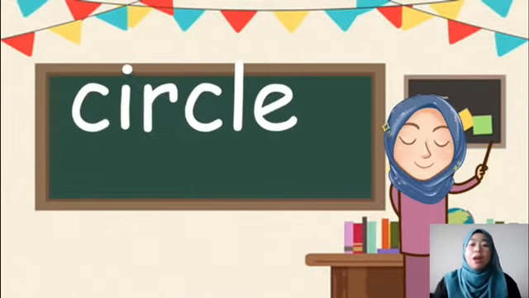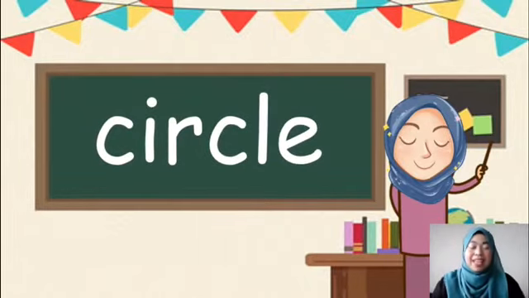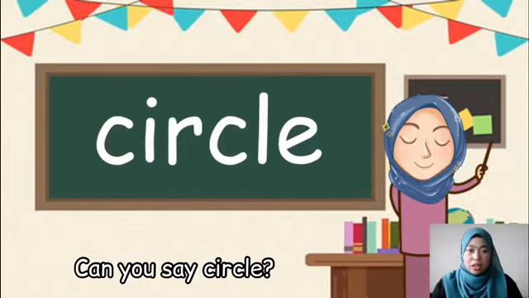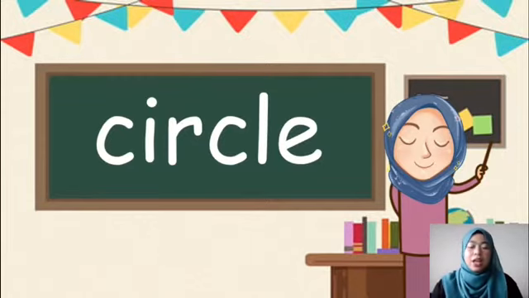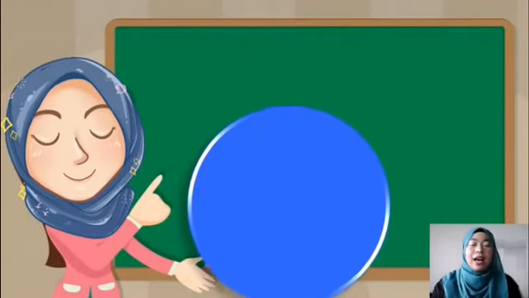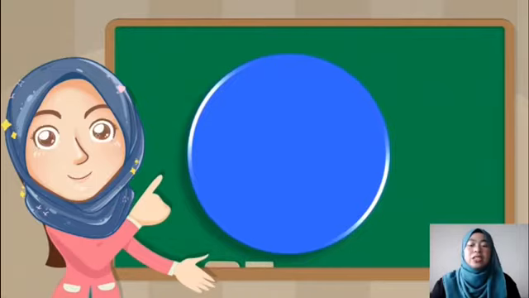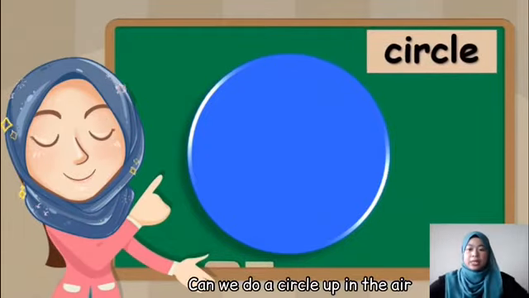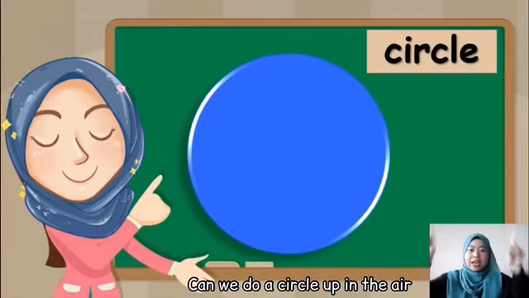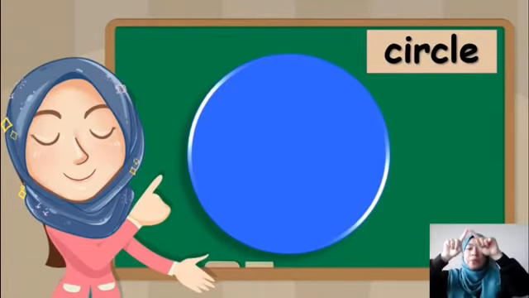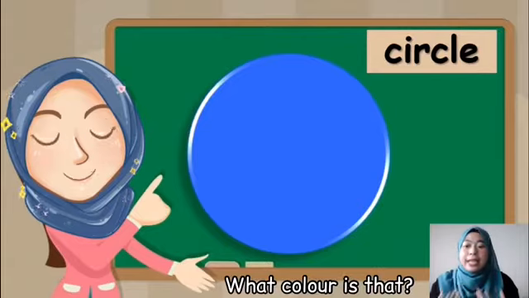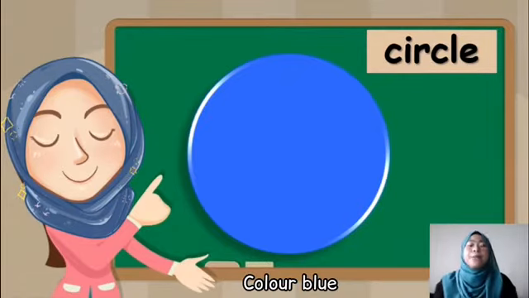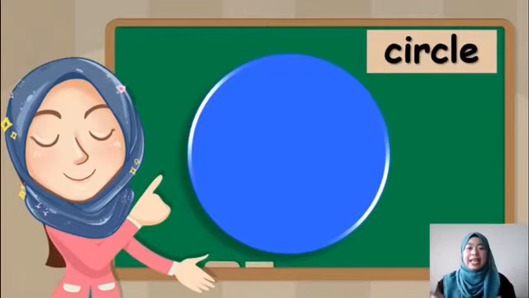Let me see. Circle. Can you say circle? Good. Okay, repeat. Circle. Okay, let me see the circle shape. Wow. Circle. Okay, can we draw a circle up in the air like this? Circle. Can you do it? 1, 2, 3. Circle. Again. Circle. Wow. What color is that? Color blue. Okay. The circle is color blue.